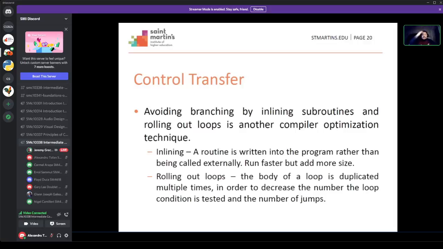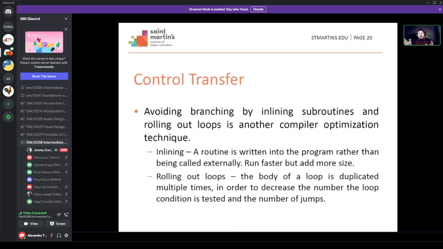Another way of doing this with regards to loops, for example, is to roll them out. A loop essentially is a piece of repeated code that is done for a number of different times. So what you would do is you would literally repeat the instructions, obviously making sure that you're updating certain values as you're going along in order to make the code more linear.